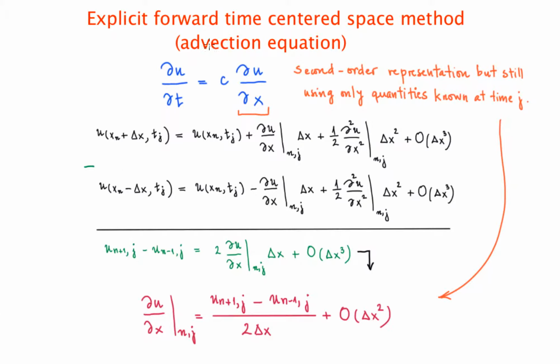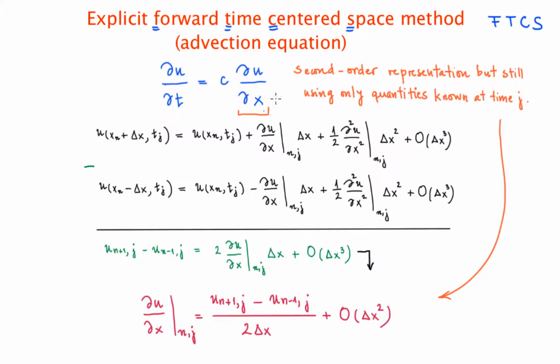We are going to start with this finite difference representation for the advection equation. The one we are going to present here is called the explicit forward time centered space method. Sometimes it's also written as the FTCS method. So here this is the equation.